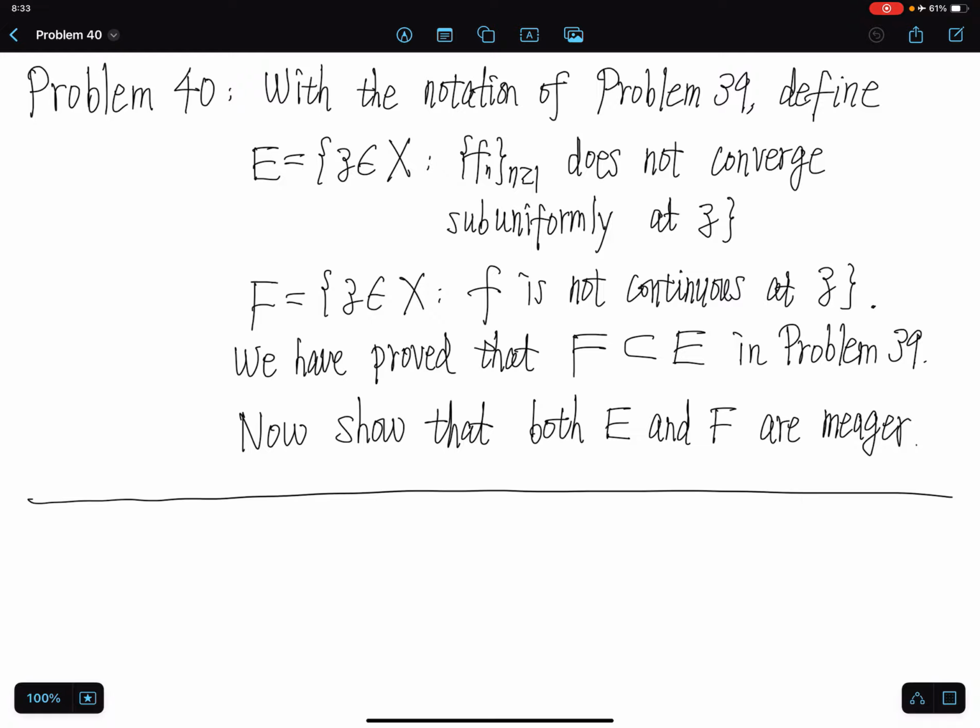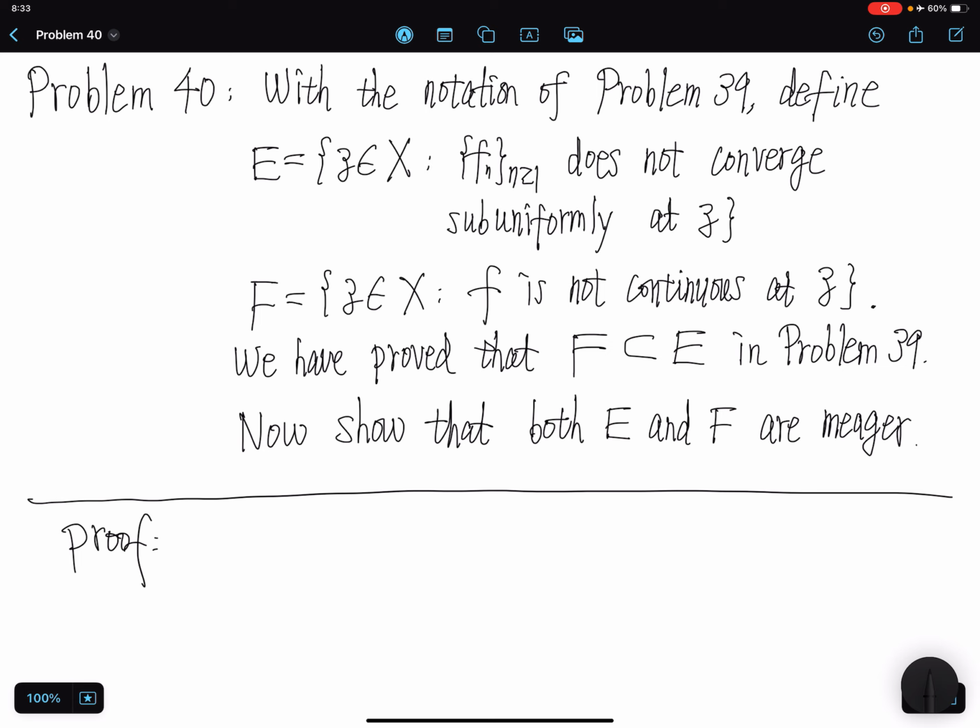Pause the video if you want to work on this problem by yourself. Okay, let's see how we prove this. Basically, from the definition of converging subuniformly, we want to rewrite this E to be a union or intersection of some basic sets.